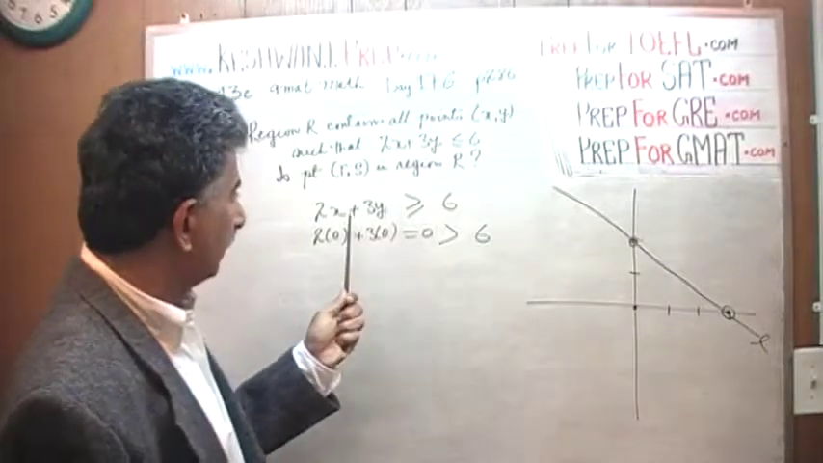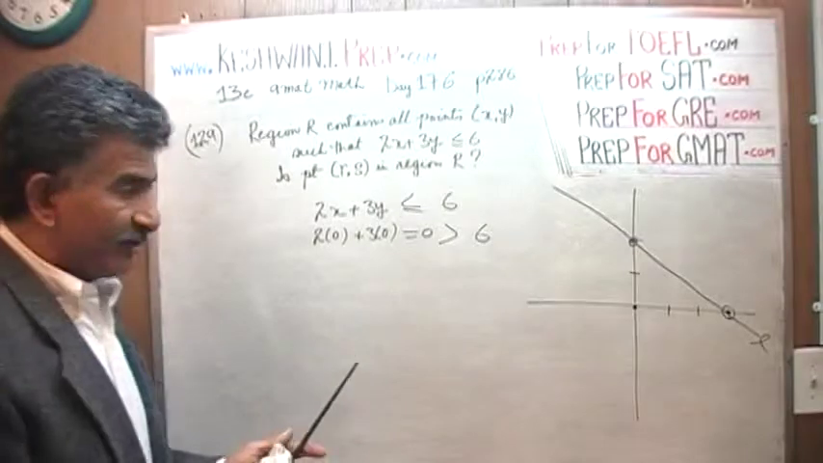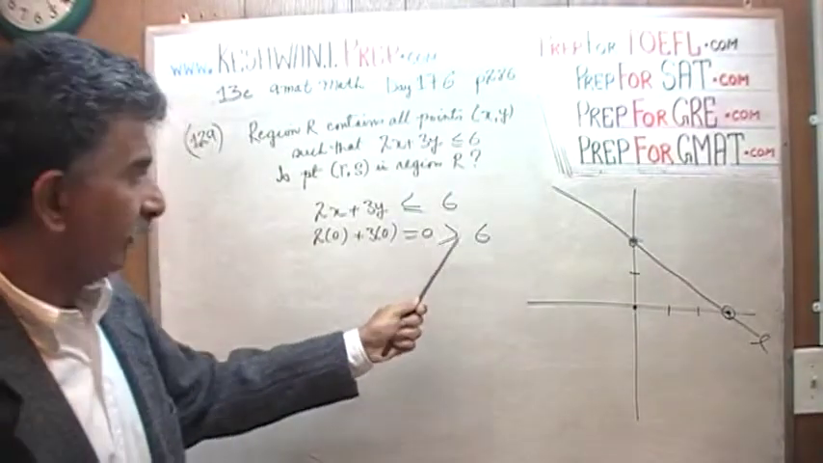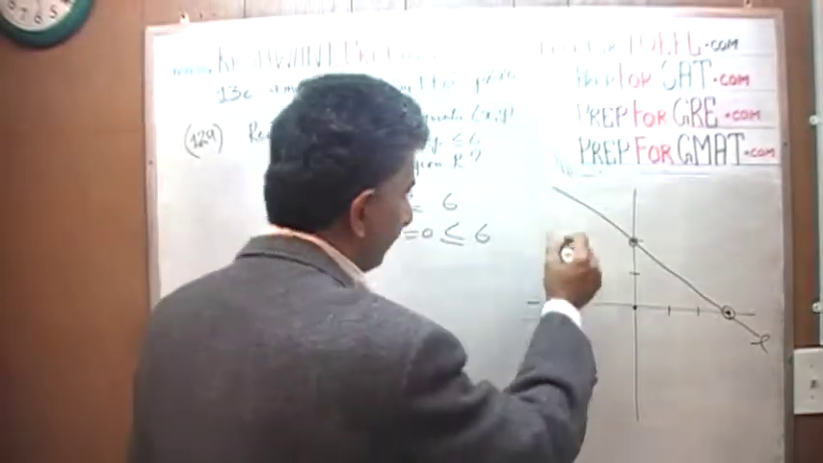But here we are told that this quantity actually is less than 6. And since this quantity, when we pick one point here, 0, 0, comes out to be 0, which in fact is less than 6, then this is the region we're talking about.